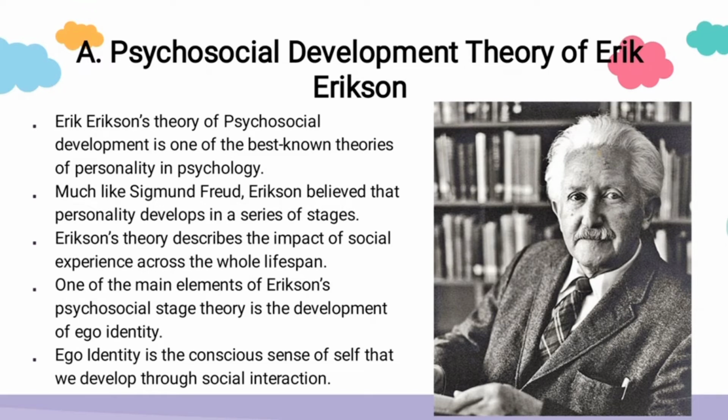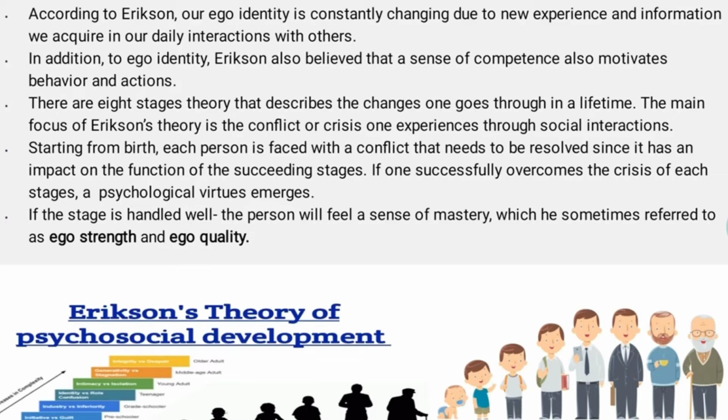Ego identity is the conscious sense of self that we develop through social interaction. Moreover, according to Erikson, our ego identity is constantly changing due to new experience and information we acquire in our daily interaction with others. In addition to ego identity, Erikson also believed that a sense of competence also motivates behavior and actions. There are 8 stages in the theory that describe the changes one goes through in a lifetime.